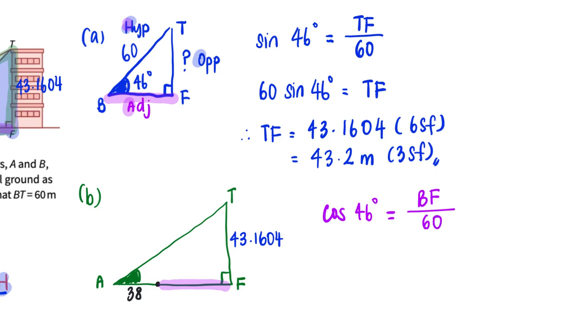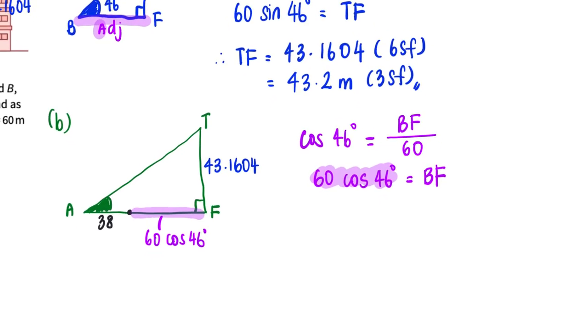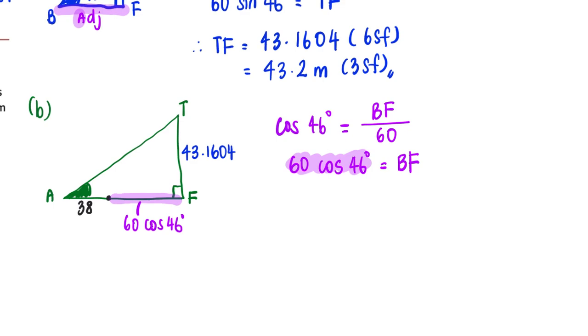So from here, after I multiply 60 on both sides, I will be able to get the length of BF, which is this. And I shall leave it in this form, because this is the most accurate. And from here then, I will be able to solve for angle TAF already.